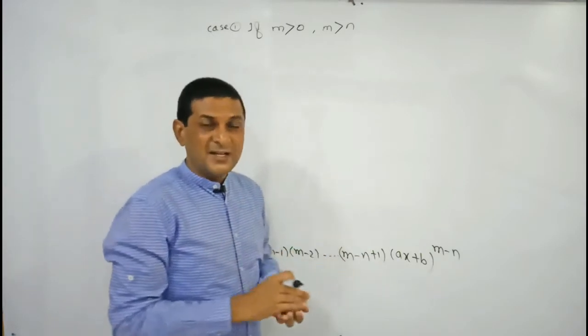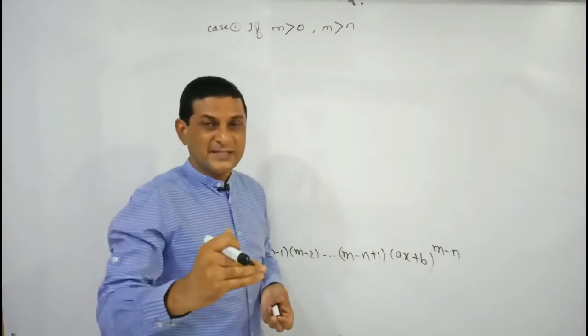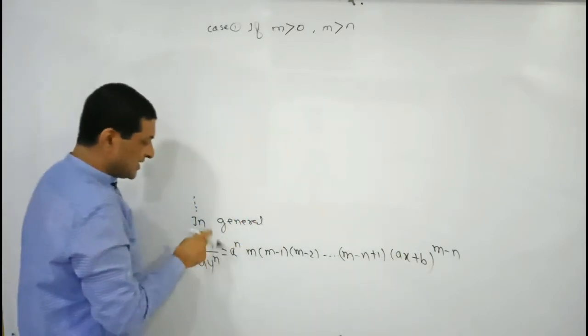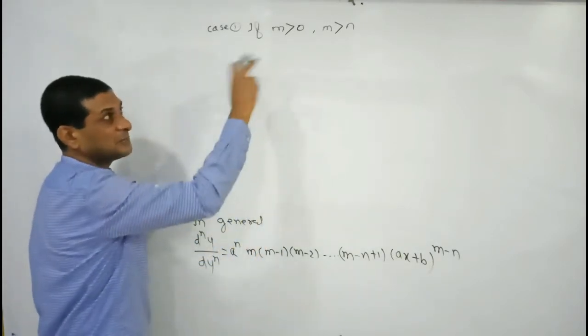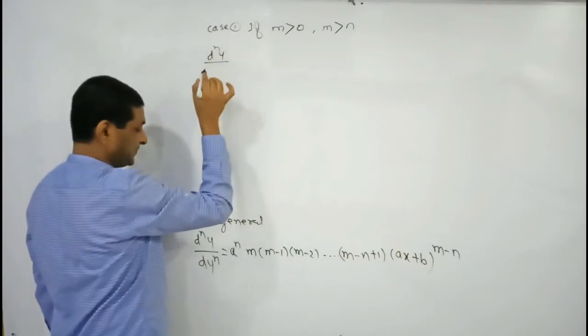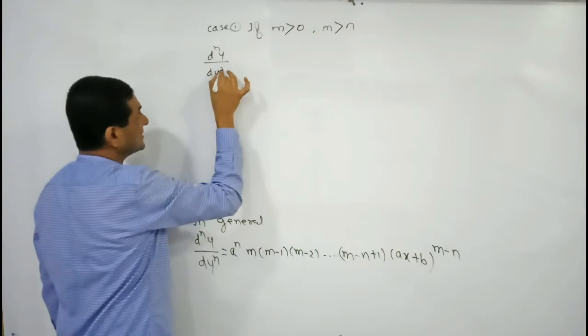Let us simplify it so that we are able to represent it in the form of answer which is given in the textbook. So that's why we are simplifying. यही आंसर रहेगा अगर m greater than n है. So what value we have got here? d^n y upon dx^n.